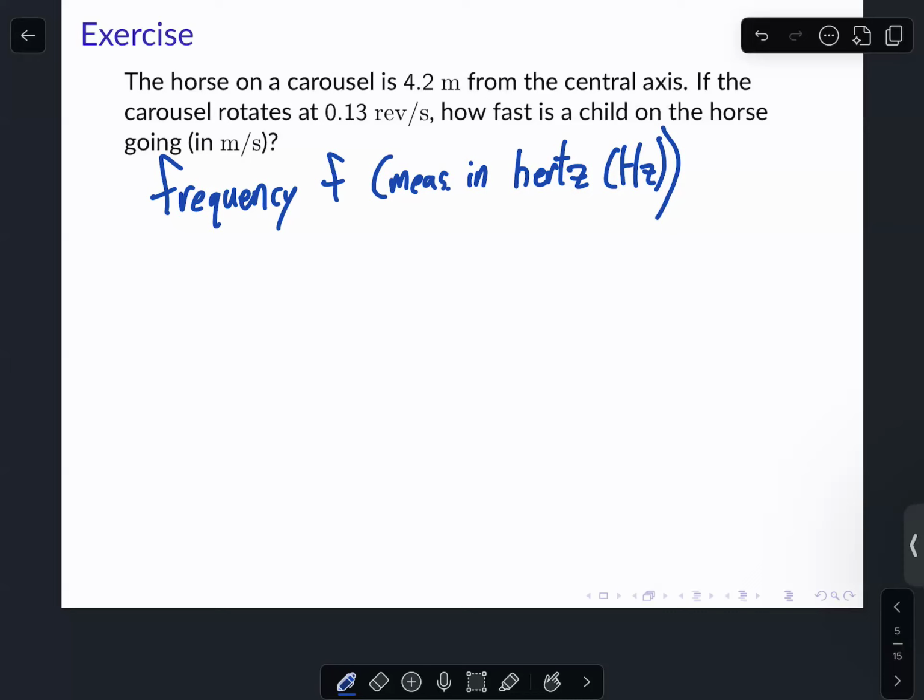Hertz is nothing but cycles per second, turns per second, beats per second, something that happens per second. That's the meaning of hertz. That's what hertz measures. That's the meaning of frequency. How many times something happens per second?